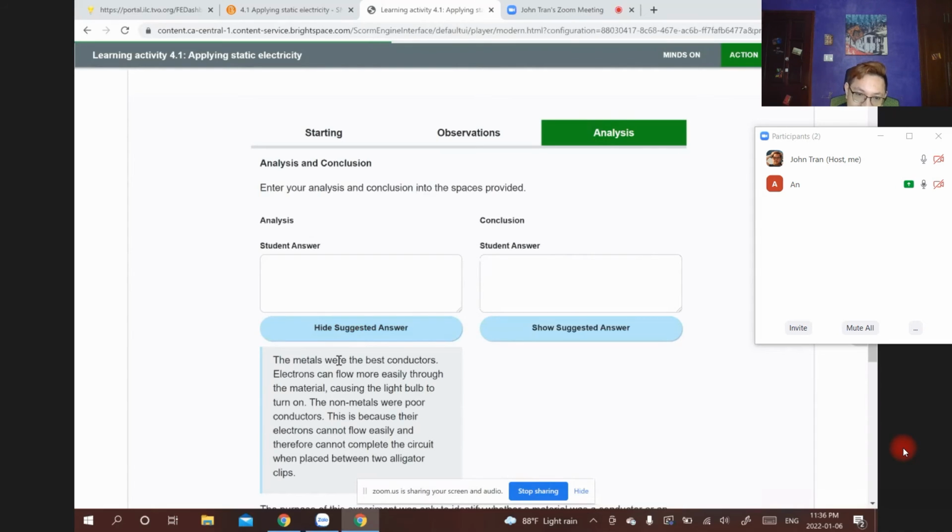Electricity flows more easily through the material, causing a light bulb to turn on. The non-metals were poor conductors, like carbon, nitrogen, oxygen, all those things. Non-metals are poor conductors because electrons cannot flow easily and therefore cannot complete the circuit when placed within two alligator clips.